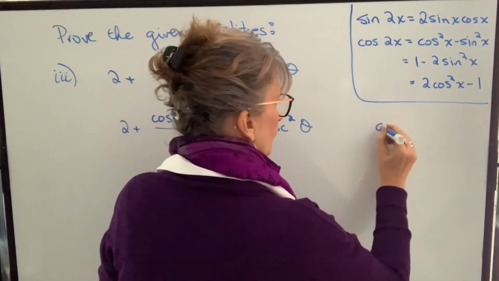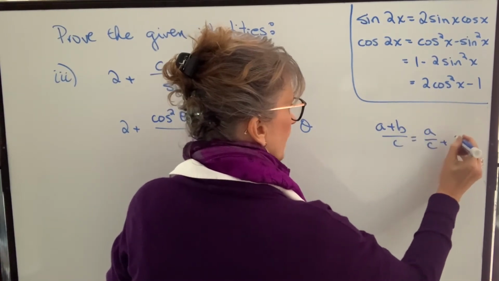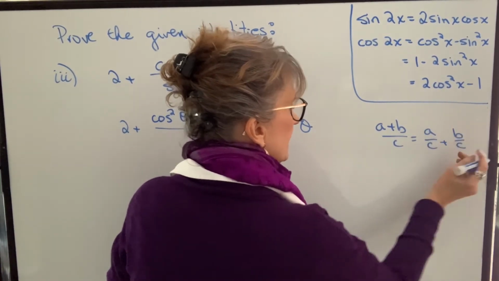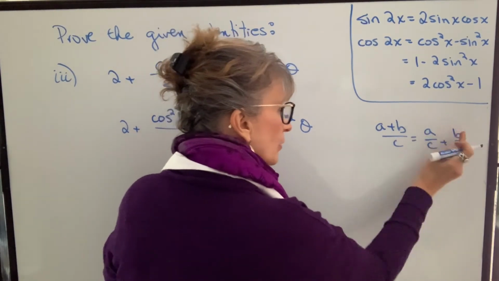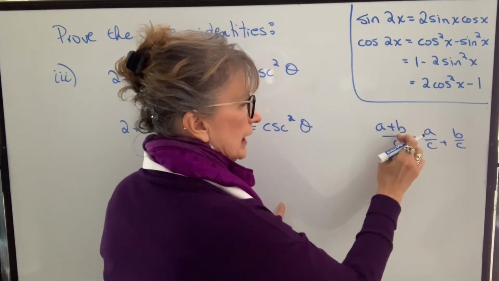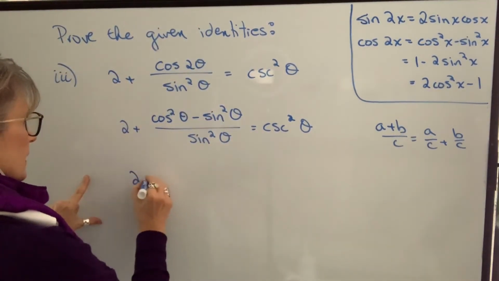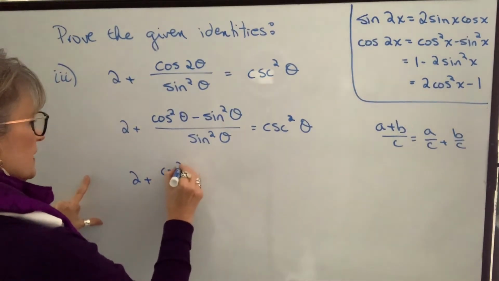Now, when I have fractions, if I have a plus b over c, I know that that's equal to a over c plus b over c. It's basically going backwards from adding fractions. Once I have a common denominator, I can add by combining the numerators. So I'm going to use that idea in breaking up the terms in my numerator.